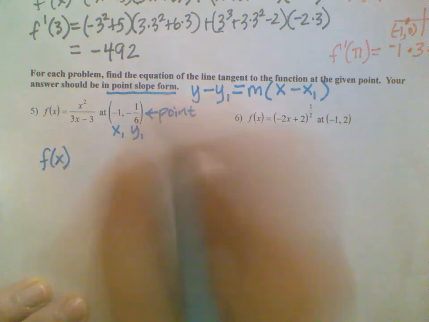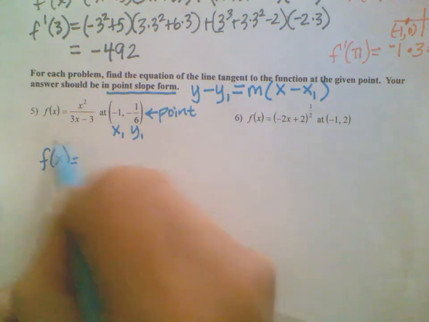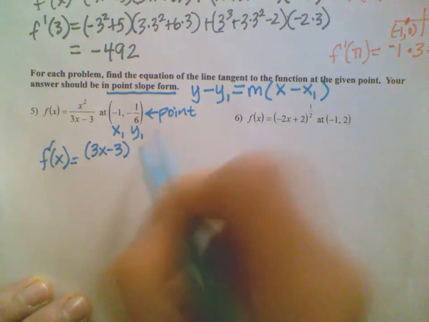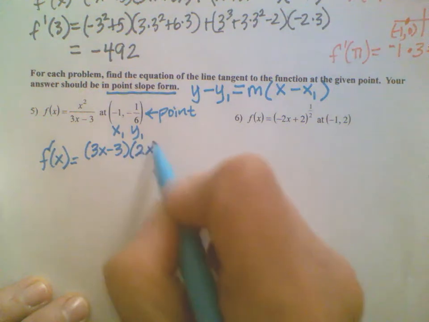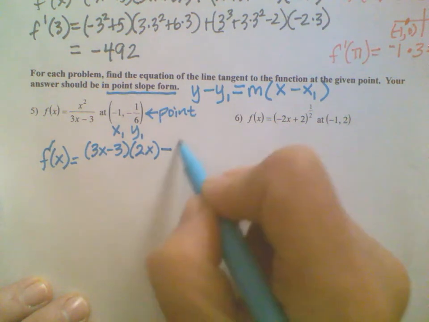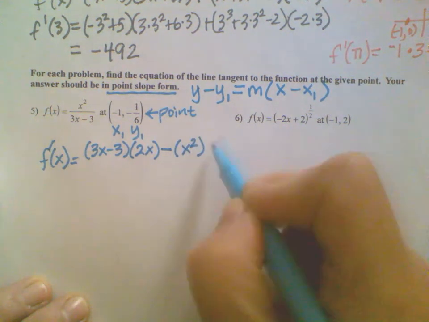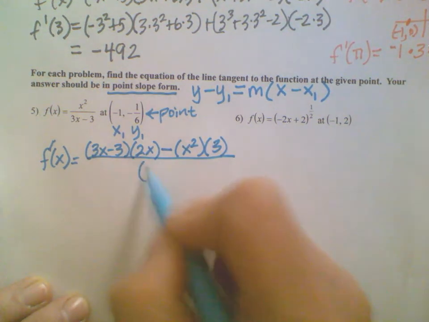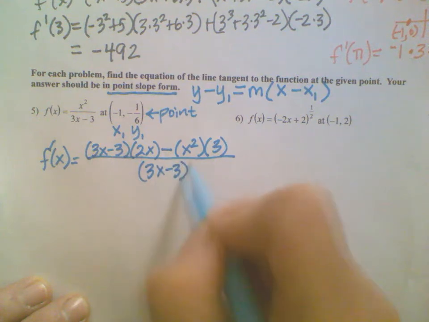The quotient rule, remember, is I write f prime equals the denominator as is times the derivative of the numerator, minus the numerator as is times the derivative of the denominator, all over the denominator squared.